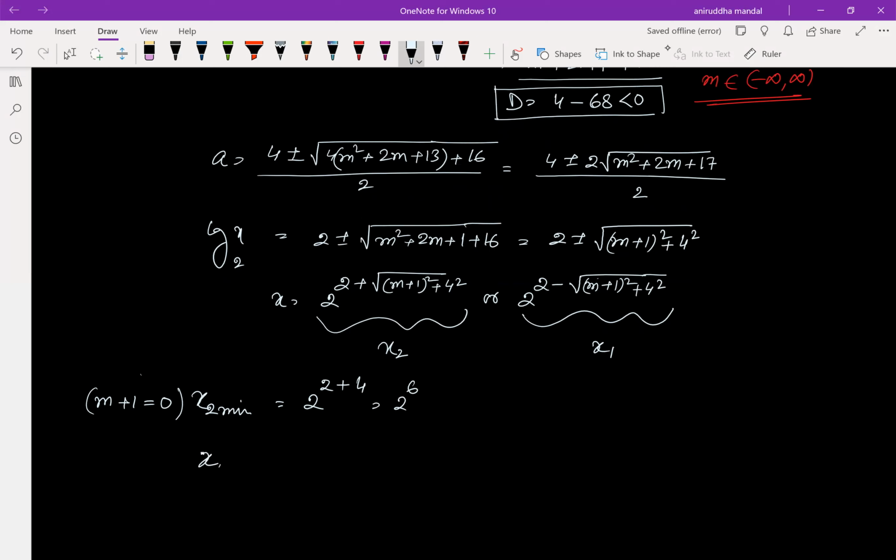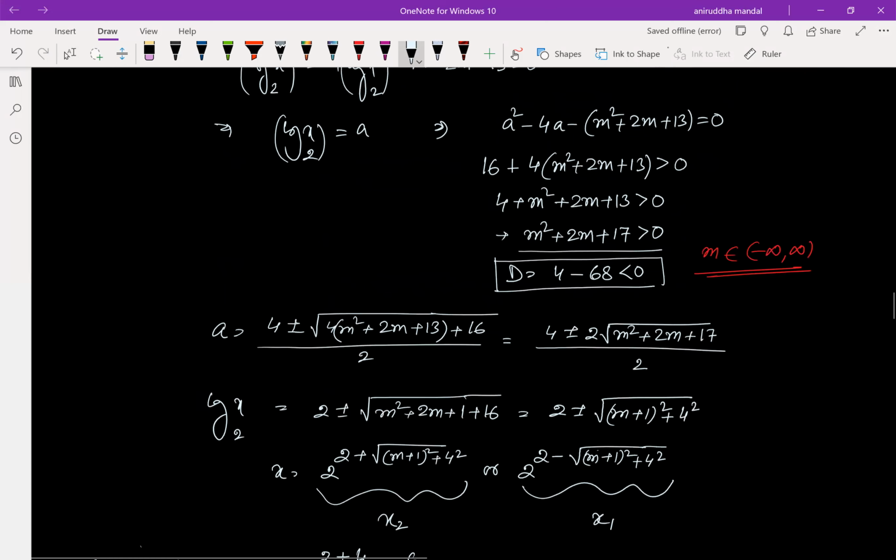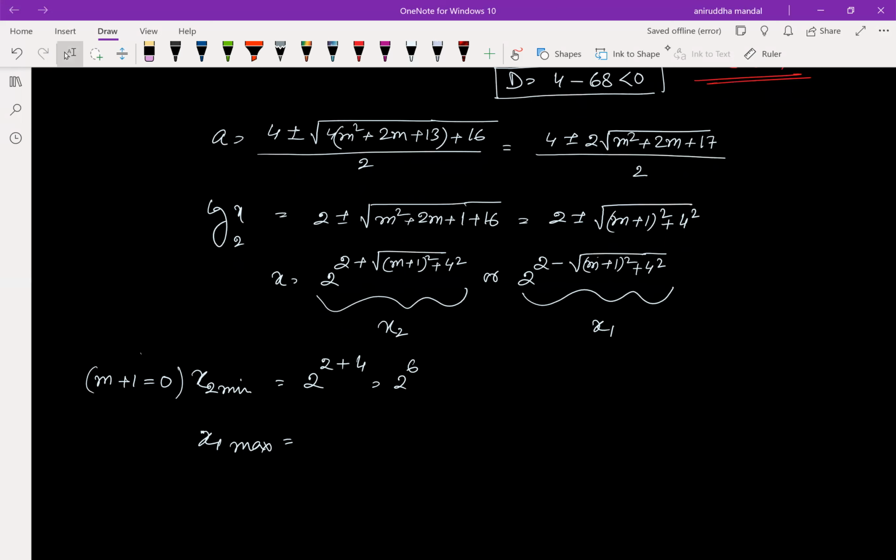And now x1 at maximum. So x1 will be maximum similarly, because this is the negative sign. To get this maximum value, we need this to be minimum, so again m plus 1 should be 0. We'll get x1 maximum. So x1 maximum is 2 to the power 2 minus 4, so this is 2 to the power minus 2.